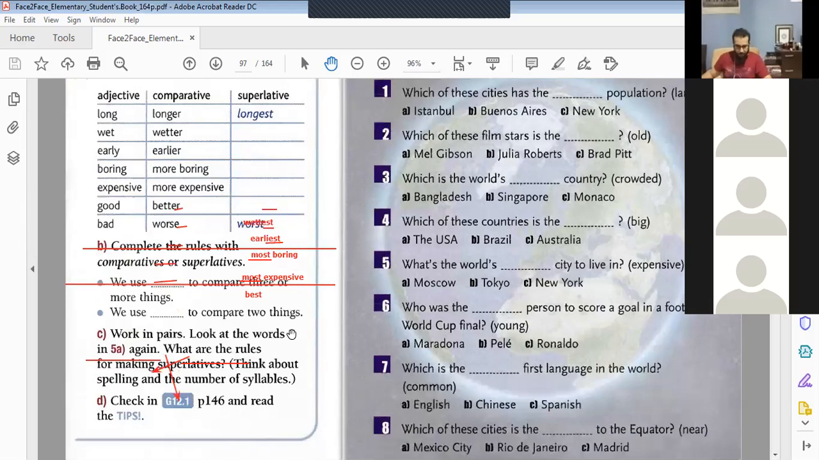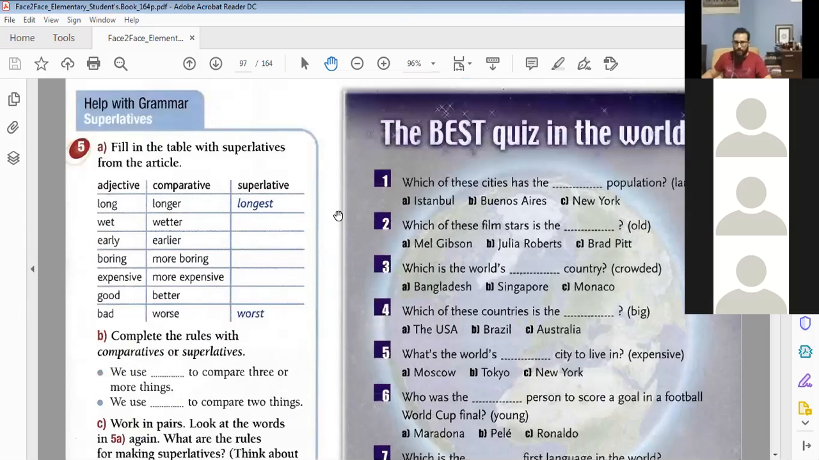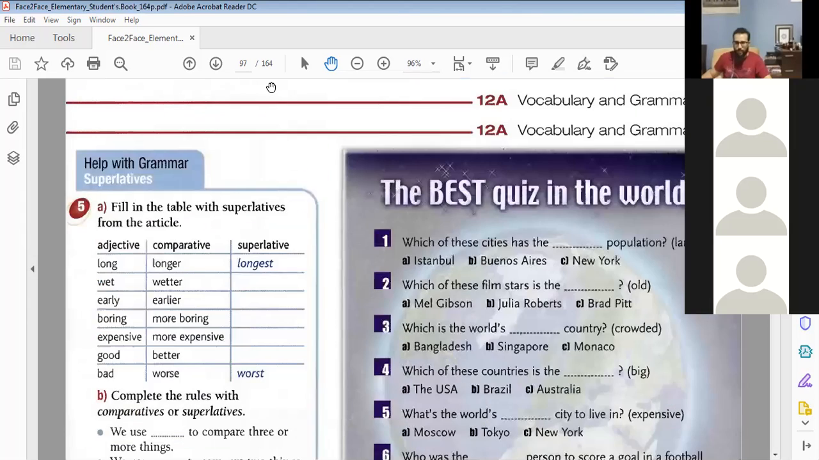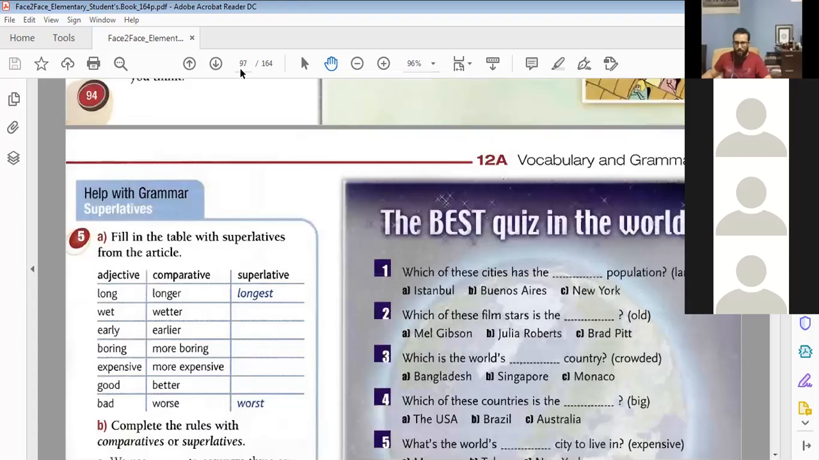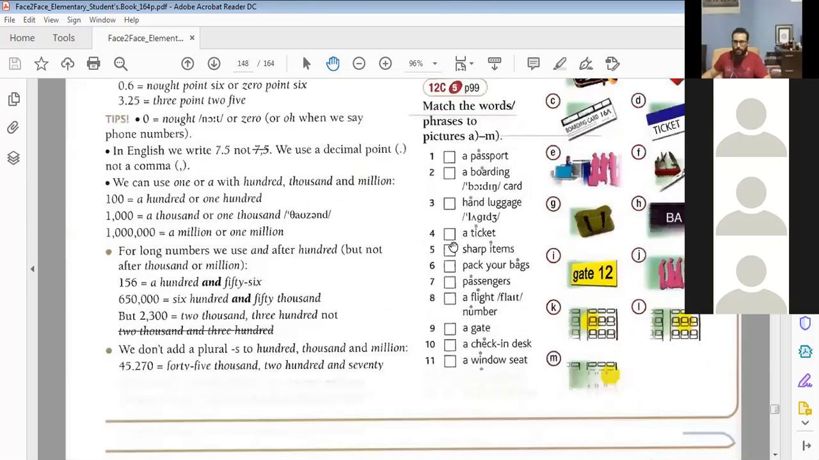Okay, now let's check the tips in the summary, page 146. Let's take a look. 146, 146, 97, 97.